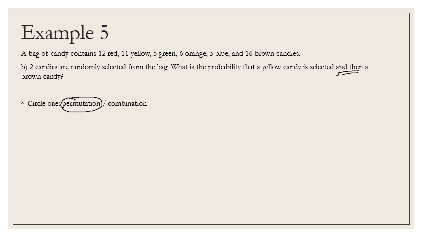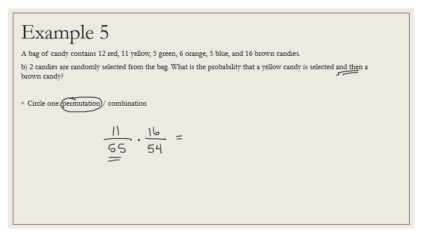So first, the probability that a yellow is selected. For yellow, there are 11 yellows out of 55 total. And then after we've drawn one, we're trying to get a brown. There are 16 brown in the bag. And here's where kids will sometimes make a mistake: there are now only 54 candies to pick from because we picked one. We picked a candy here, so now there's only 54 left for the second draw.